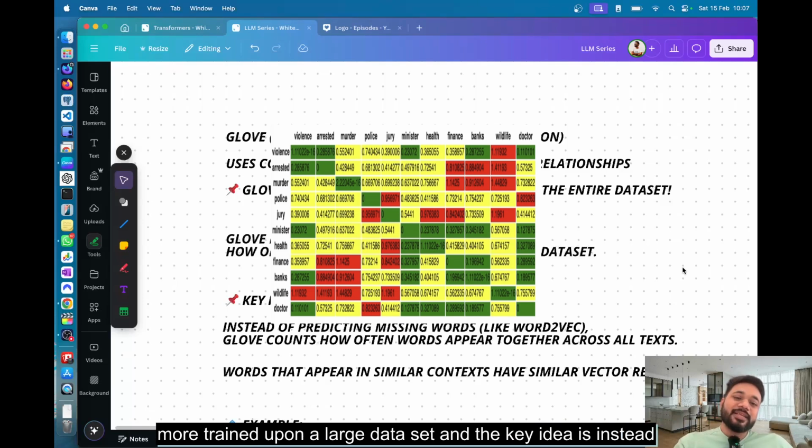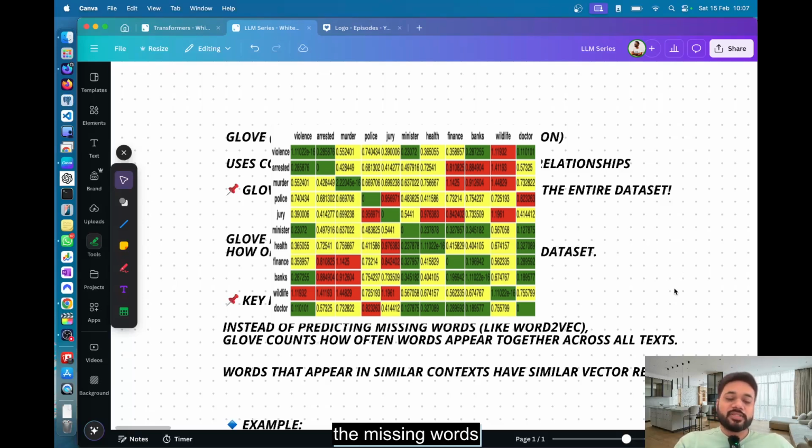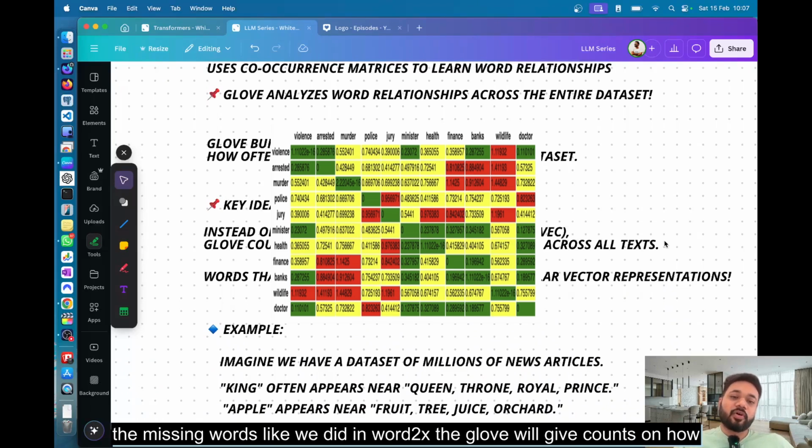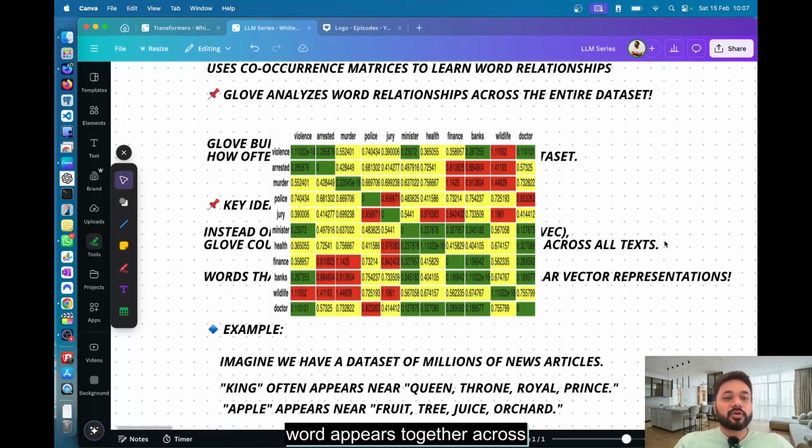And the key idea is, instead of just predicting the missing words like we did in Word2X, GloVe will give counts on how often a word appears together across the text. If the words appear in a similar context, then they will have a similar kind of vector representation. So let me give you an example to make it much simpler.